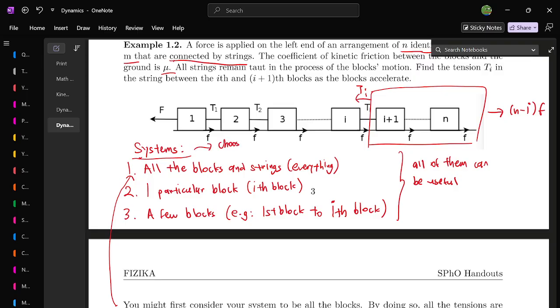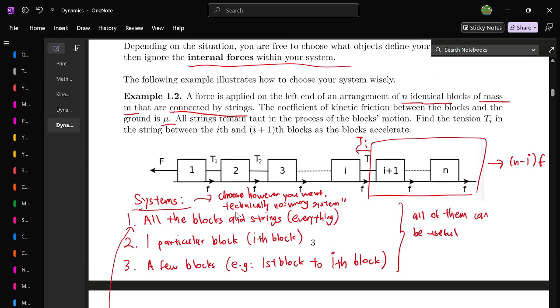So there's technically no wrong system, but if you choose a system that is not intended, you will not get useful results. For example, if I did system two here, I would not get any useful result, because all I'll get is an equation involving two adjacent tensions and one friction, which is not exactly what I want. So I would say that this is a bit more useless.